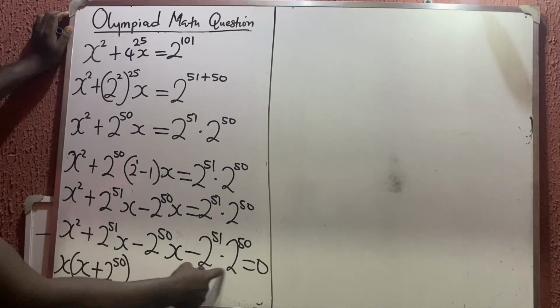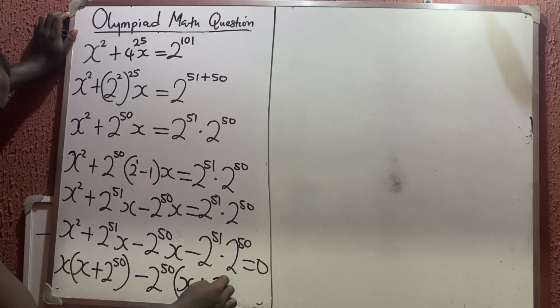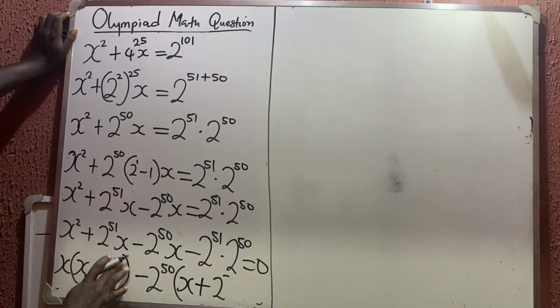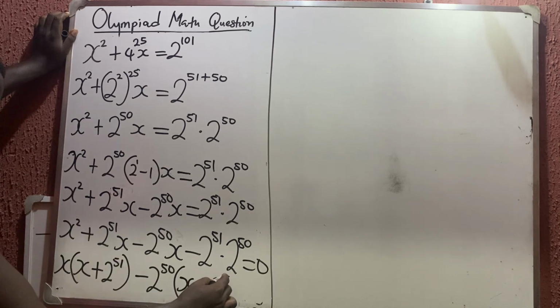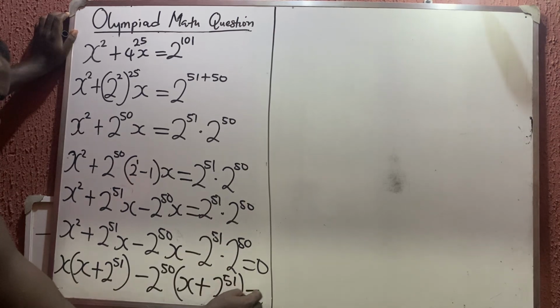Now these people, they have something in common. They have minus 2^50 in common. So when this is divided by this, I'm left with x here, then plus, when this is divided by this, I'm left with 2 raised to the power, sorry, here it is 51, not 50. So I'm left with 2^51. So minus times plus is minus, and this is equal to 0.